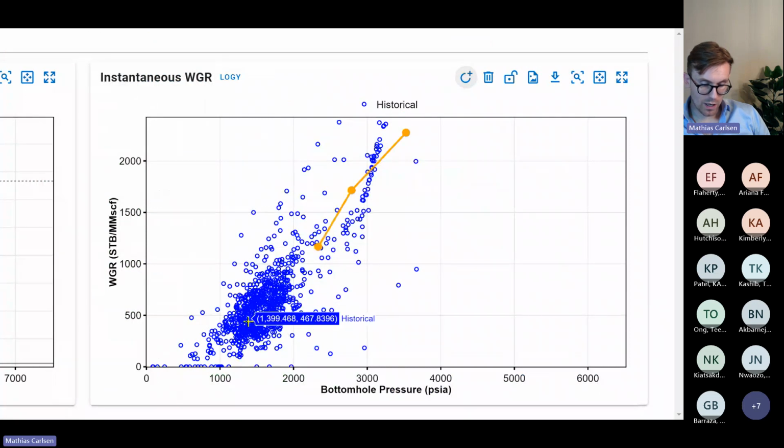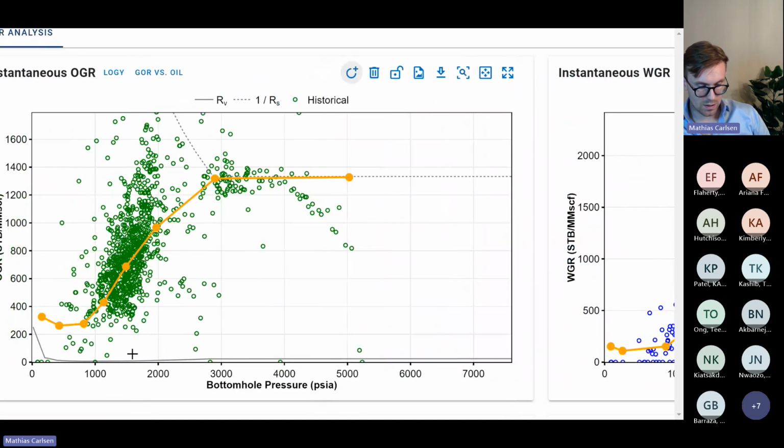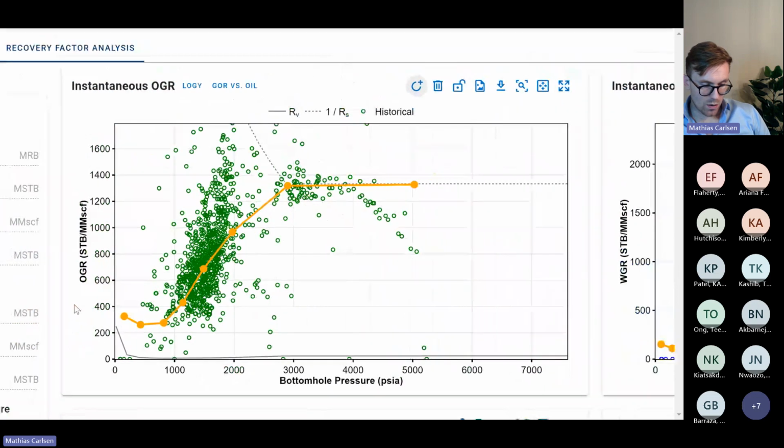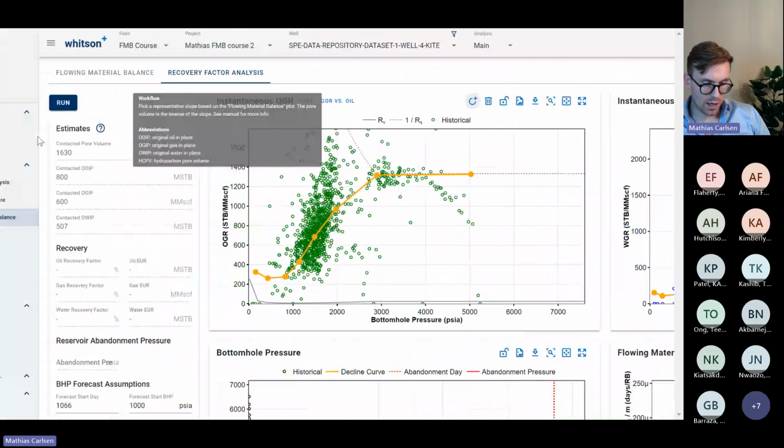And you do something similar here. Water, I'm not going to care that much about. Just make sure that it doesn't go through 0. Just make sure that it flattens out and has a positive intercept. And that's it. Once you're happy with that, you just click run here.